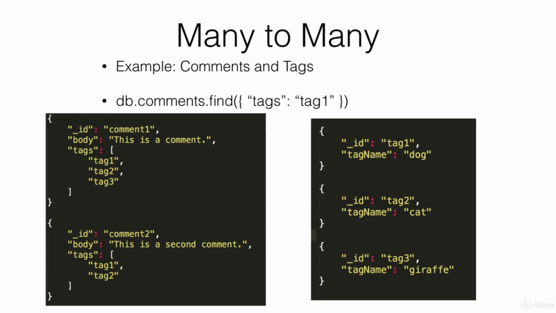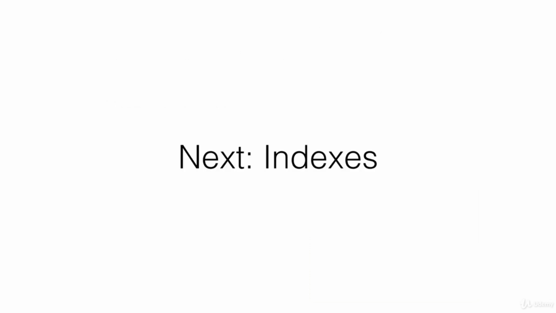And then on the right we have all these different tags, and so if we want to find all the comments that contain a particular tag, we could do something like db.comments.find, where tags contains tag 1. And that would get us what we want. So that's an optimal way of structuring many-to-many relationships in MongoDB. So that's all for relationships in MongoDB. Next up, we'll be talking about indexes.